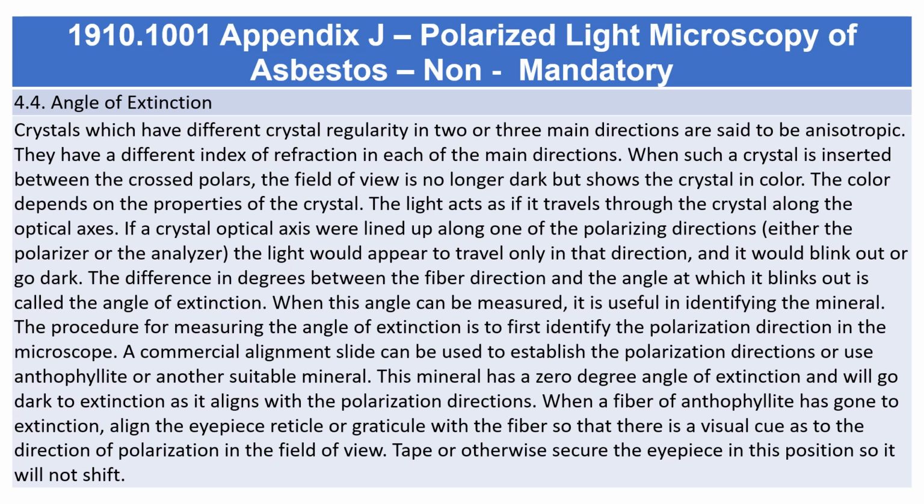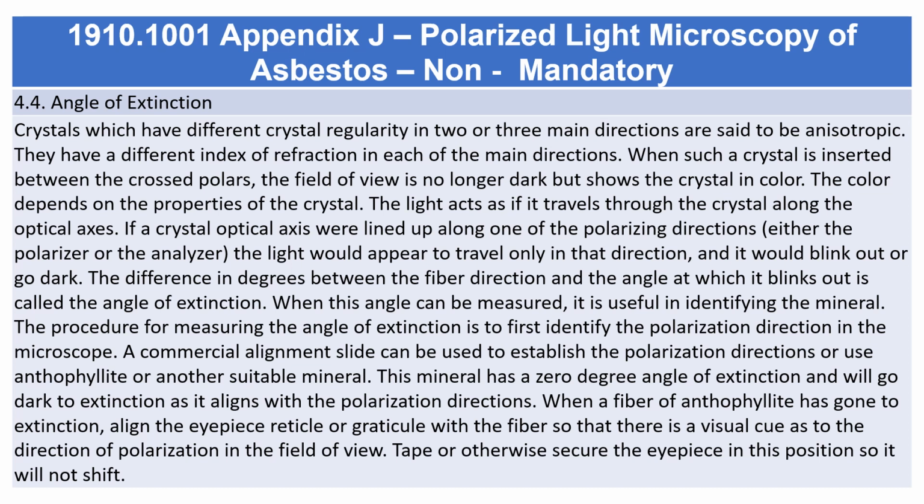The light acts as if it travels through the crystal along the optical axis. If a crystal optical axis were lined up along one of the polarizing directions, either the polarizer or the analyzer, the light would appear to travel only in that direction, and it would blink out or go dark. The difference in degrees between the fiber direction and the angle at which it blinks out is called the angle of extinction. When this angle can be measured, it is useful in identifying the mineral.